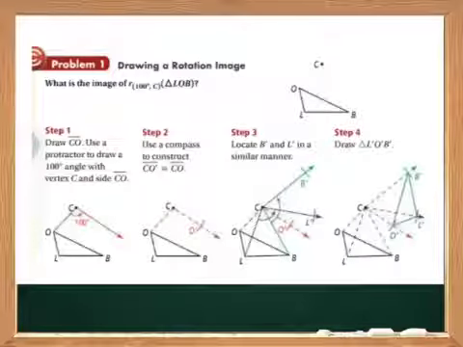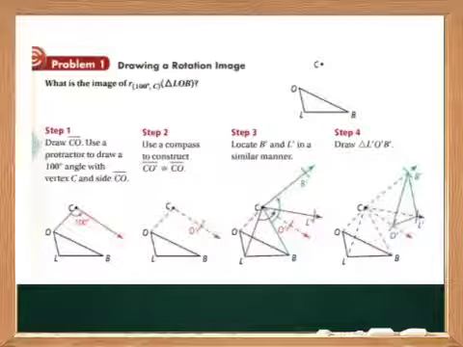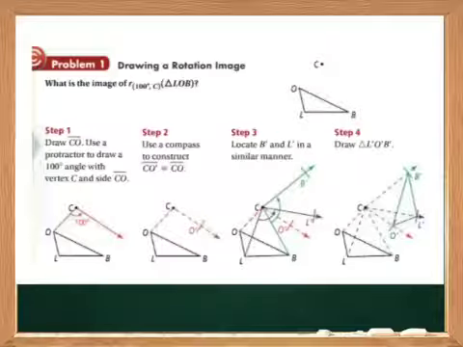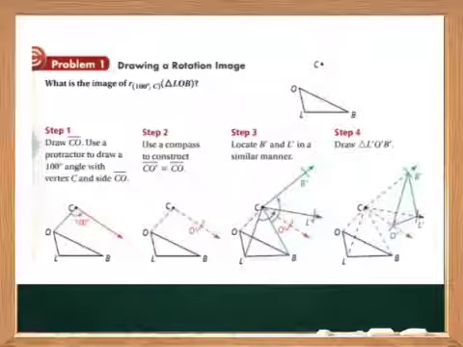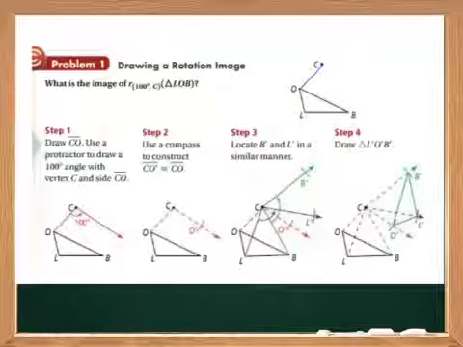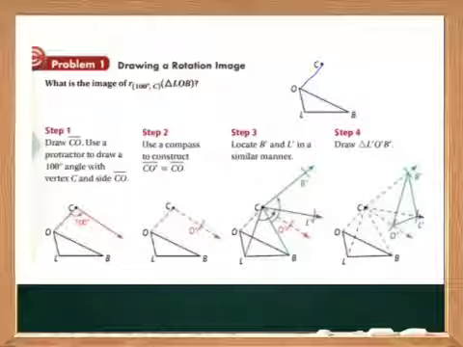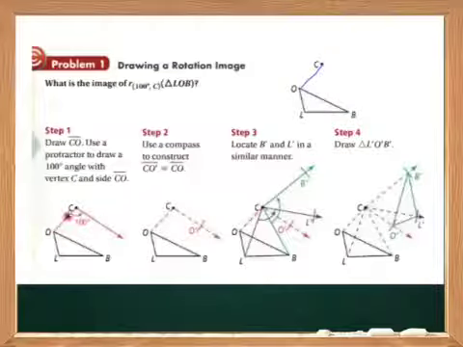Now, you don't actually have to construct this, but I do want you to just point out how this would be done, maybe make a few notes on it. If you're rotating an image 100 degrees about point C, in order to do this, if this was our pre-image and this was our center of rotation, we would have to draw CO. So we draw that line first. And this is step 1. Then we'd have to use a protractor to draw a 100 degree angle, and that can be seen here, with vertex C inside CO.